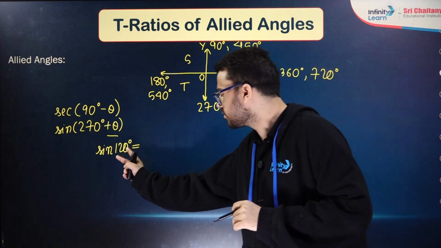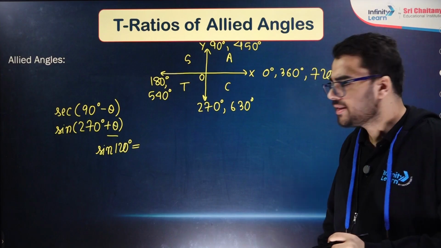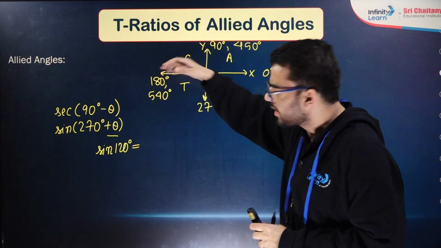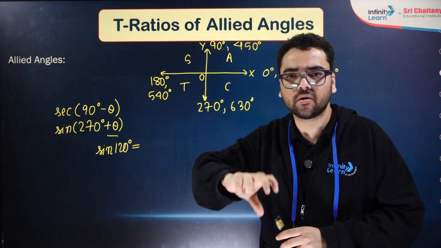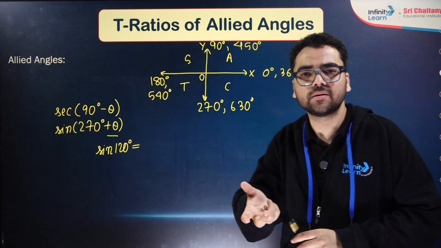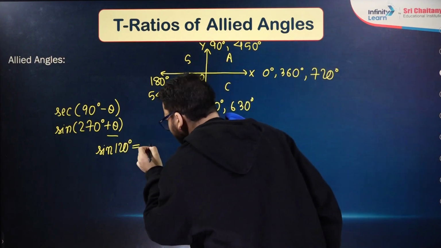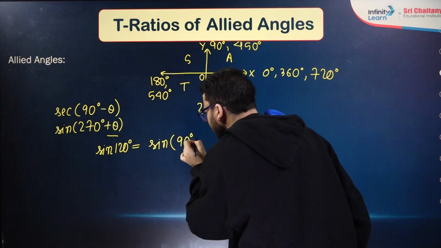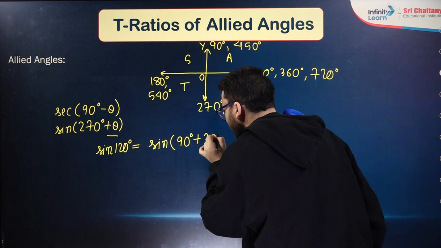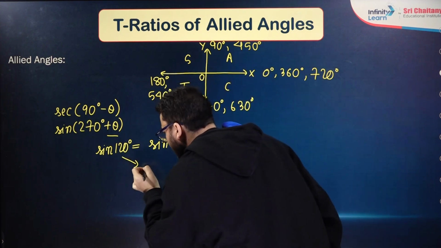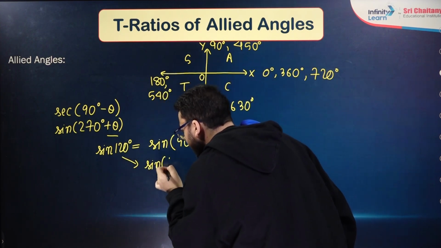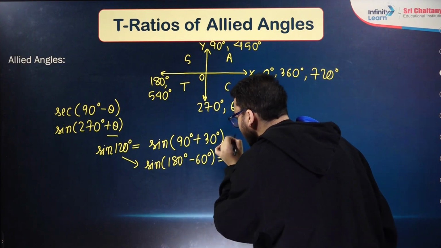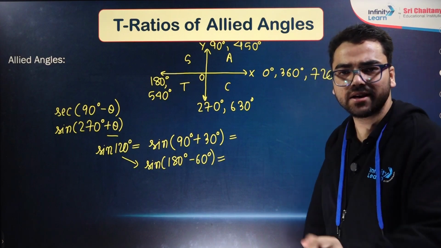Now, if somebody asks to find the value of this one, write the angle around the vertical axis or the horizontal axis. By vertical axis and horizontal axis, I mean in terms of angle. So basically this can be written like this: 90 plus 30, right? You can write it like this, or you can also think of it as sine of 180 minus 60. In both ways you will still get the same answer.